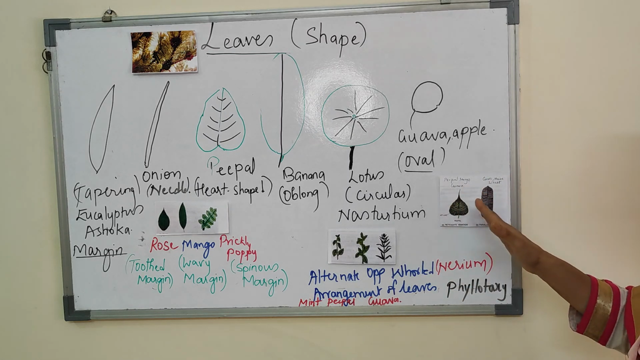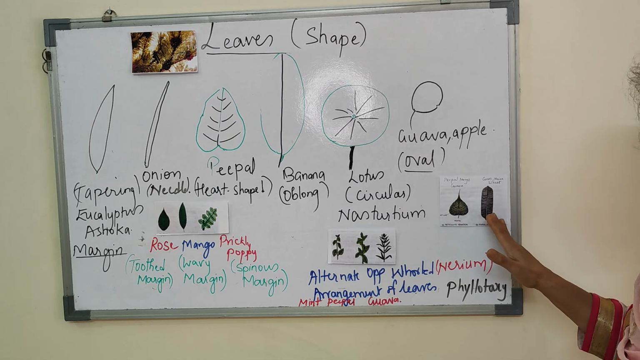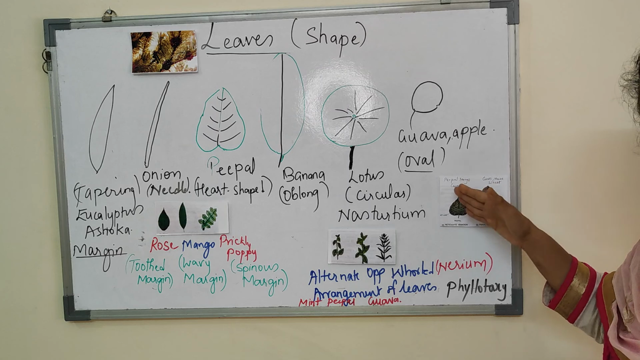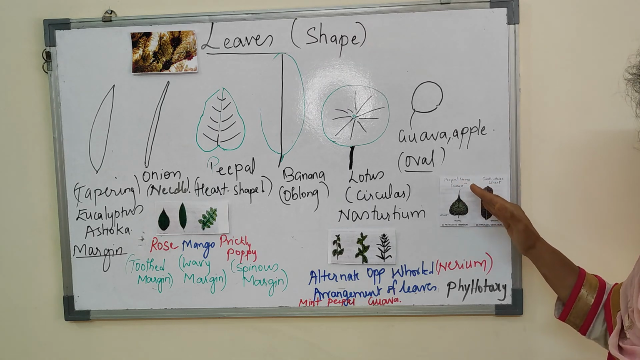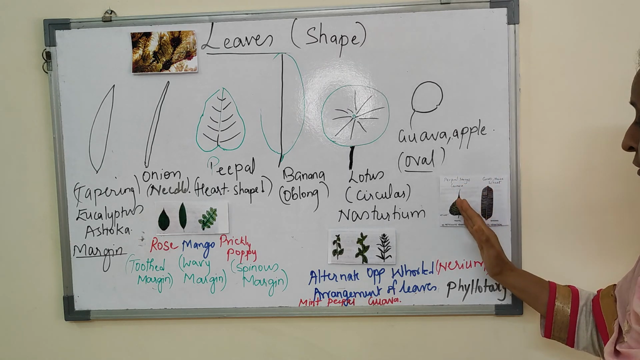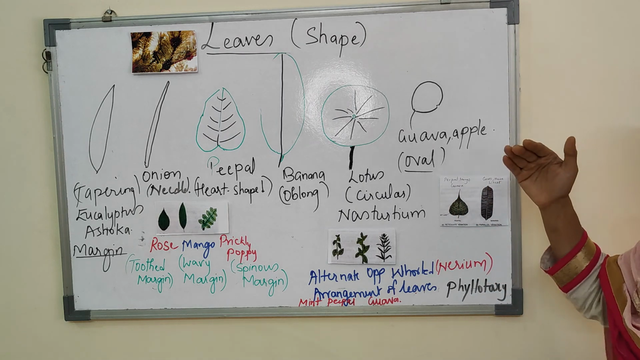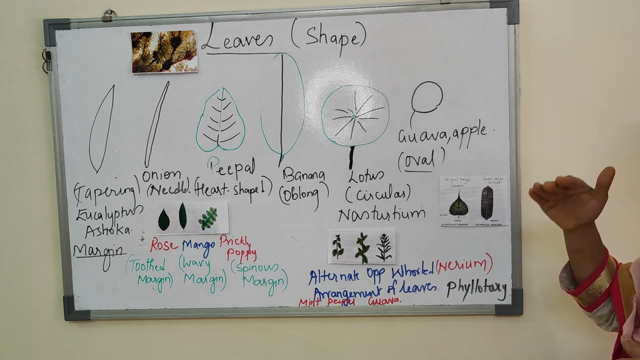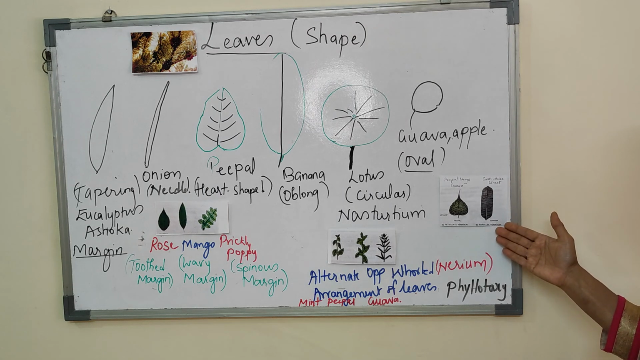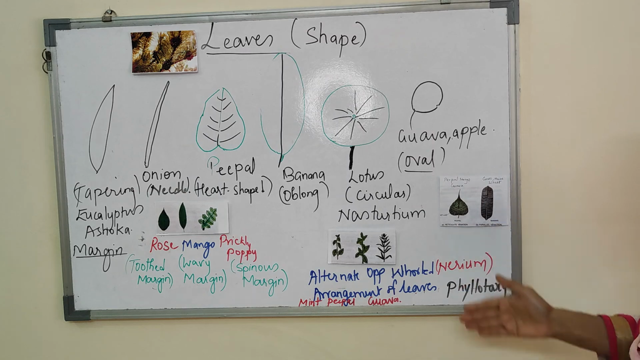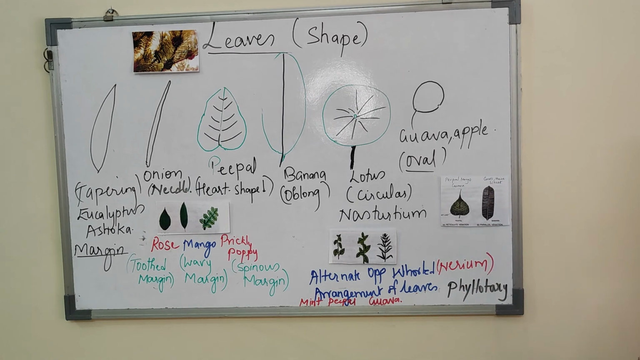So this classification of reticulate and parallel venation is based on the veins. When veins and veinlets cut each other and are irregularly arranged, it is known as reticulate venation. And when they are placed parallelly, then the venation is known as parallel venation, and you can see this is present in dicot and this is present in monocot.